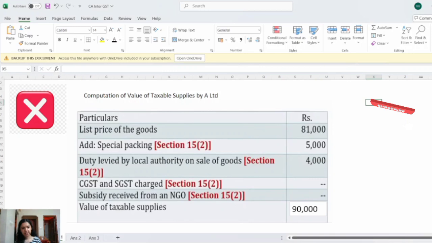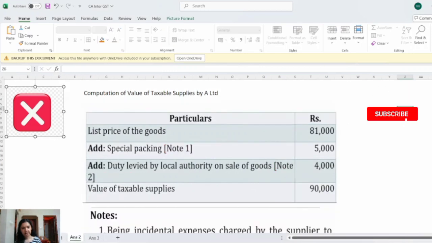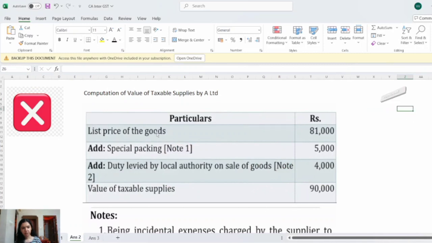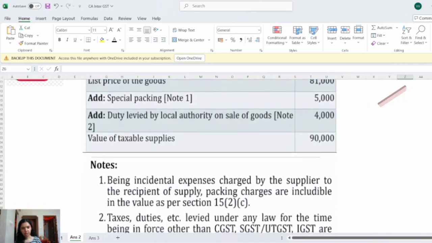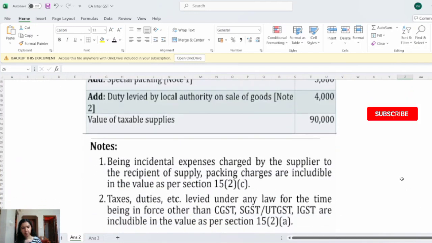Now we will go ahead and see the next type of presentation. So this is the second type of presentation. Here you can see list price of the goods rupees 81,000. Add special packing, note 1, rupees 5,000. For this, a note has also been given, and the note clearly specifies the special packing charges as being incidental expenses charged by the supplier to the recipient of the supply. Packing charges are includable in the value as per section 15(2)(c).